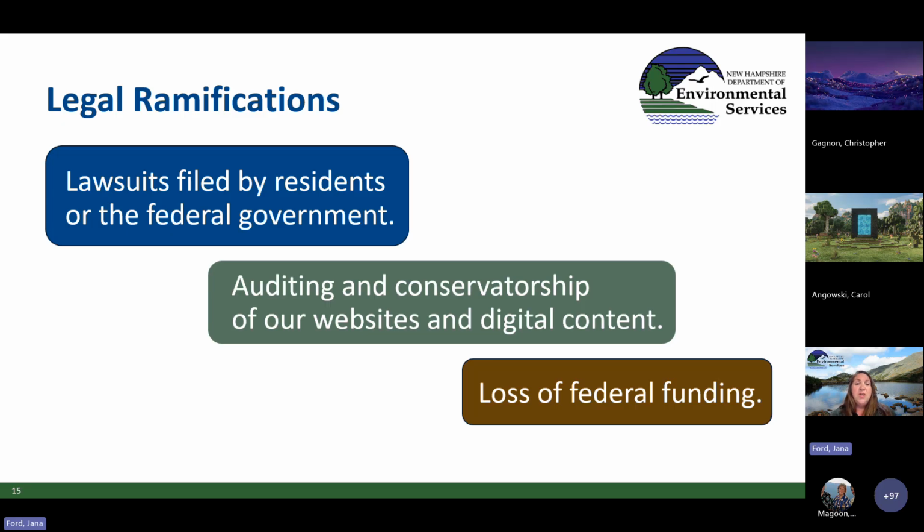And the DOJ actually has several cases that they've started against state government agencies over noncompliance on their websites. There's a website included in the later resources that I'll provide where you can go and look at some of those cases that the DOJ has brought against states. And as mentioned on the last slide, noncompliance opens us up to the loss of federal funding under the Rehabilitation Act.